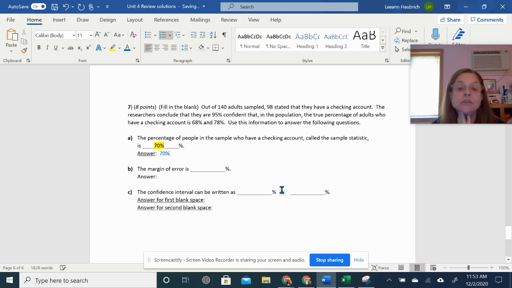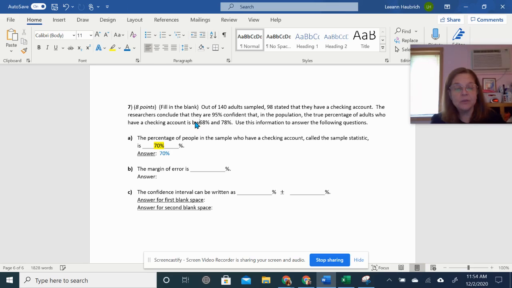Okay. The researchers conclude that they are 95% confident that the population, the true percentage of adults who have checking accounts, is 68 and 78. It should say between. I think this is missing a word. I'm just going to add the word between. If it's not on yours, you can add it. Is between 68 and 78. Use this information to answer the following questions. So they're saying 95% of adults are between 68 and 78.